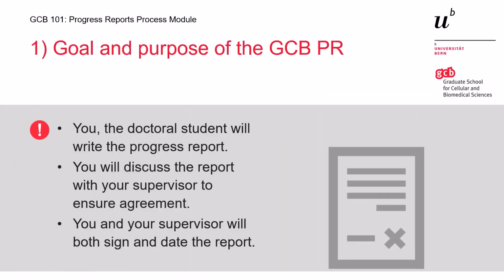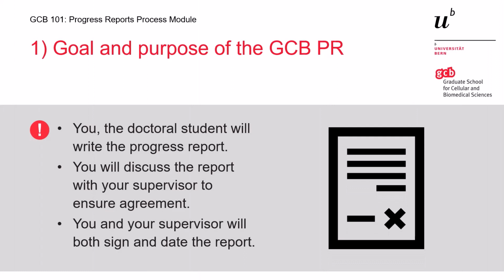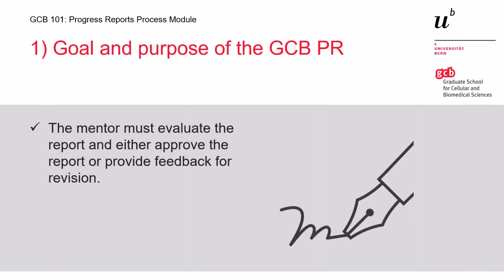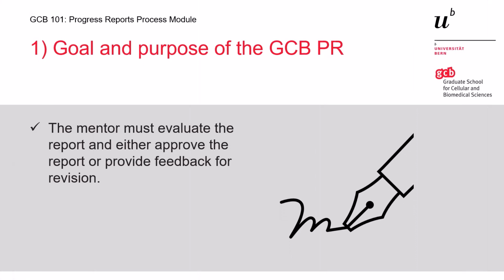You, the doctoral student, will write the progress report. However, you will discuss the report with your supervisor to ensure agreement. Once you and your supervisor have agreed on the report, you both sign and date the report. The progress report is then sent to the mentor with an evaluation of progress report form. The mentor must evaluate the report and either approve the report or provide feedback for revision prior to granting approval.